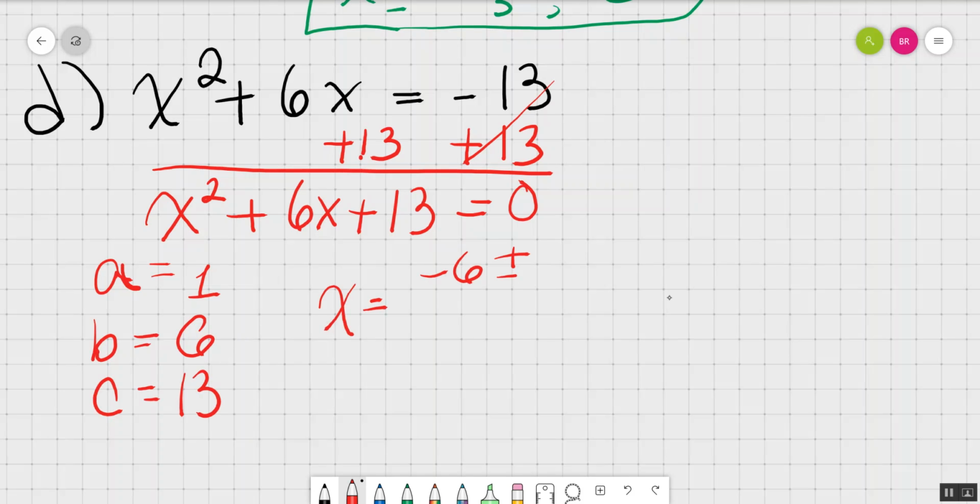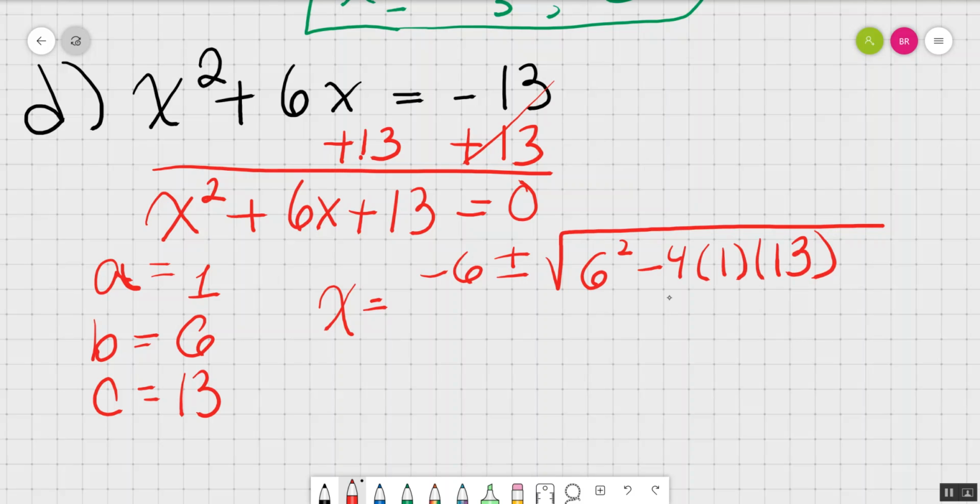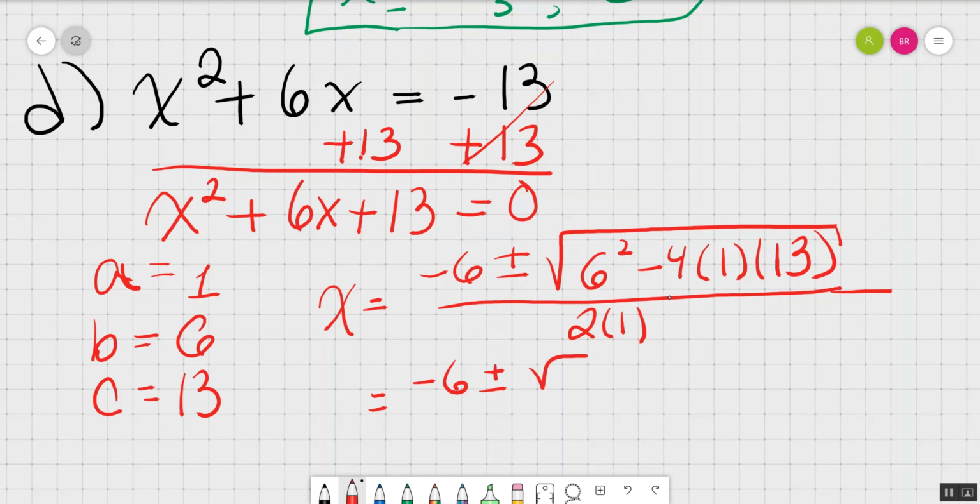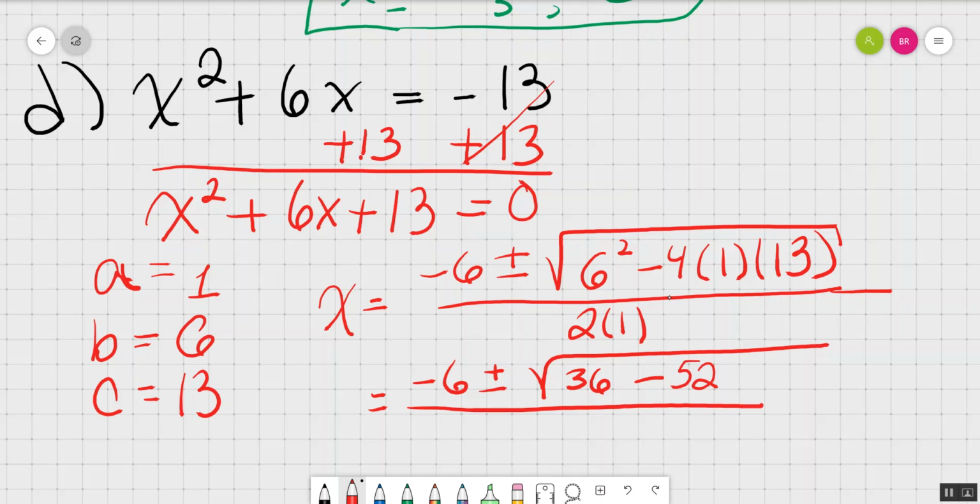Opposite of b, plus or minus the square root of b squared minus 4ac, all over 2a. Clean up your root because it's a huge one again. Let's do some multiplying. So negative 6 plus or minus the square root. 6 squared is 36. Minus 4 times 13 better give me 52. I'm double checking myself on that one. It is 52.